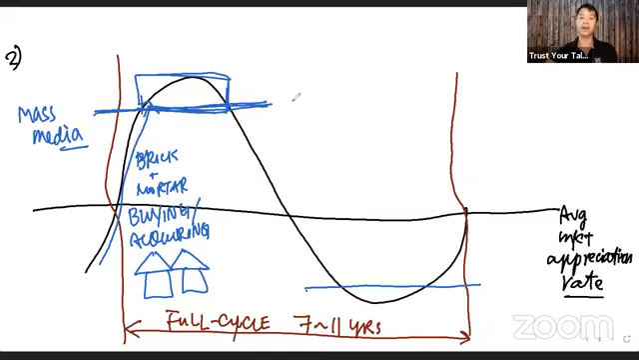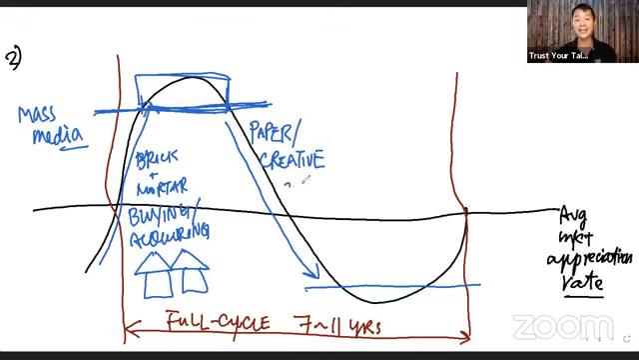Remember, everything is cyclical. Now, when it's coming down, most people won't know what to do with it. However, professional investors, what we end up doing now is what we call the paper or even the creative phase. So paper asset or creative phase, because the idea is to be able to control without owning, control without owning.